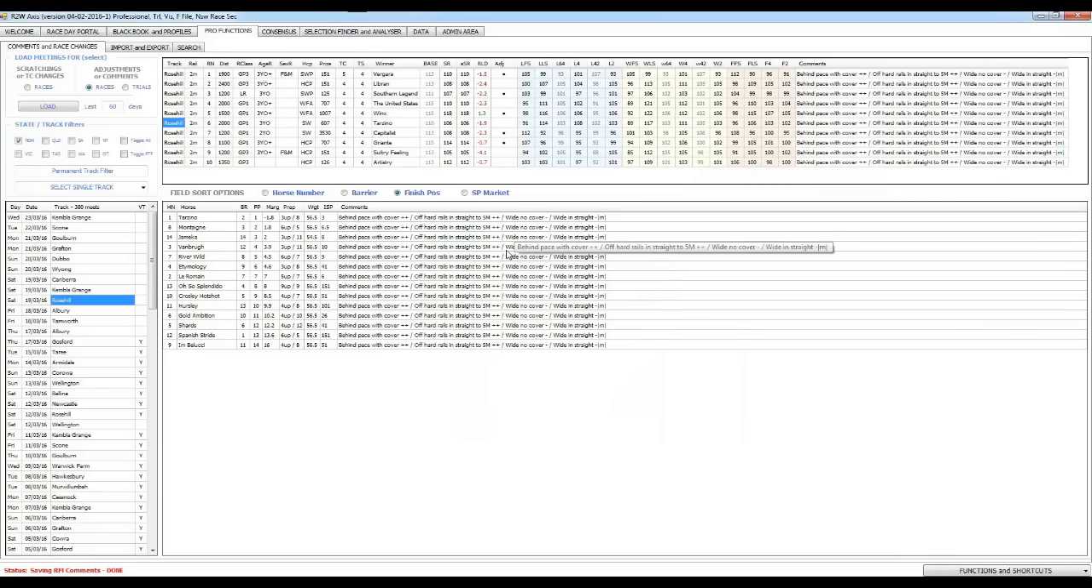So if I ever want to review it or go back and look at a particular horse in a particular meeting, we'll see straight away where the best place to be was if I want to have a look at the footage.